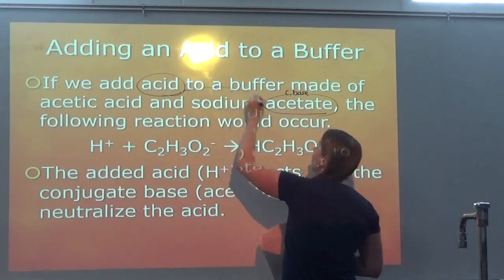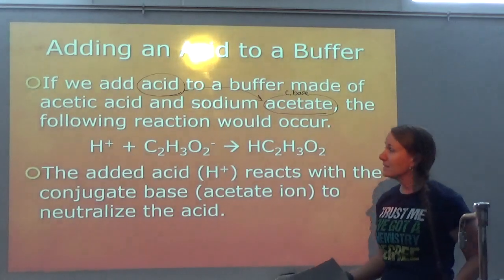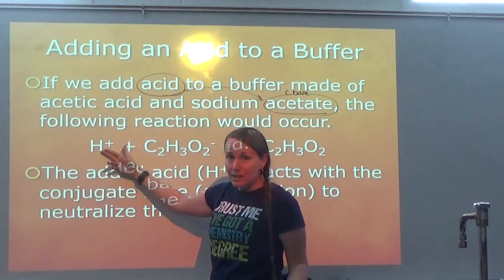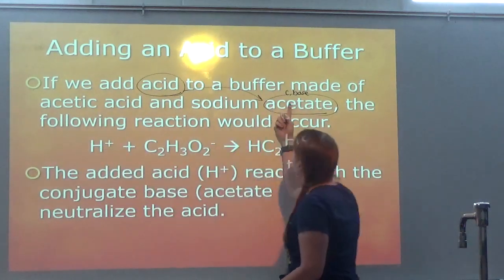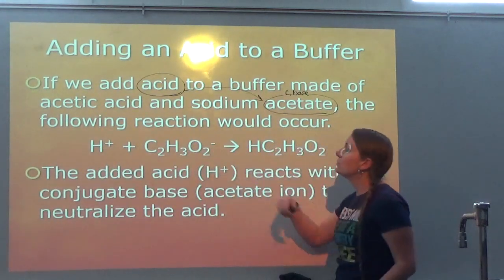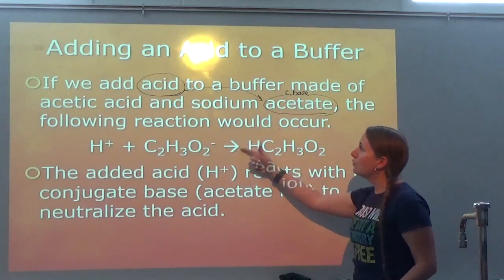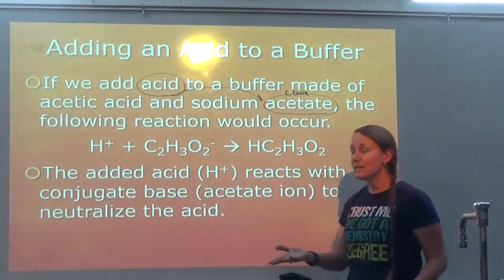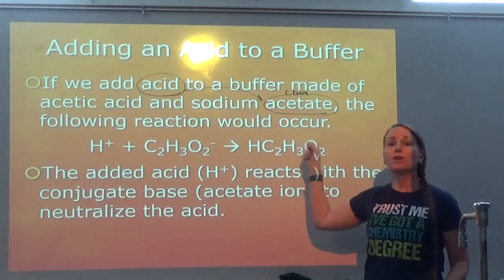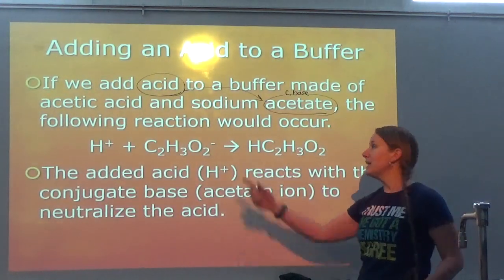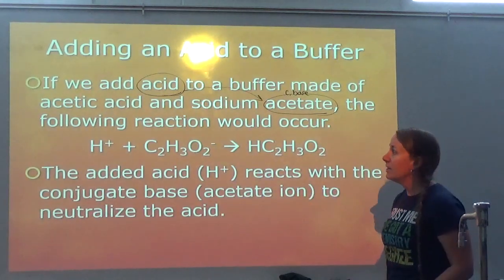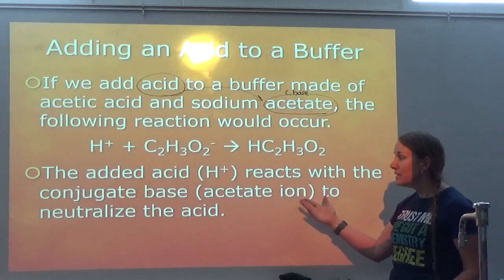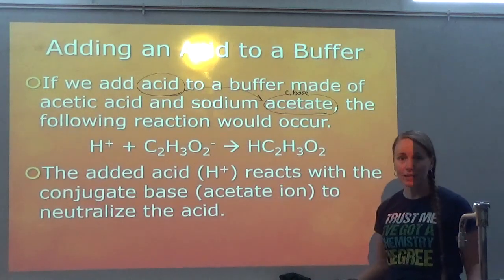Okay, so the acid will react with the conjugate base. Acid is just going to be represented as H plus because that's the important part. Acetate is C2H3O2 minus, and that's going to form acetic acid. So it will neutralize that H plus that's added, because now the H plus is no longer floating around to decrease pH. It's now bonded to something. The added acid, H plus, reacts with the conjugate base, which is the acetate ion, to neutralize the acid.